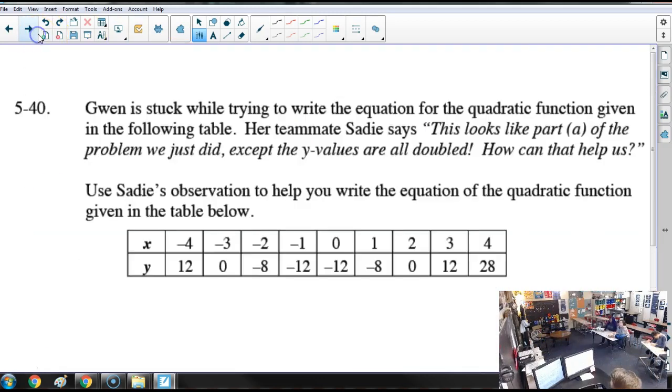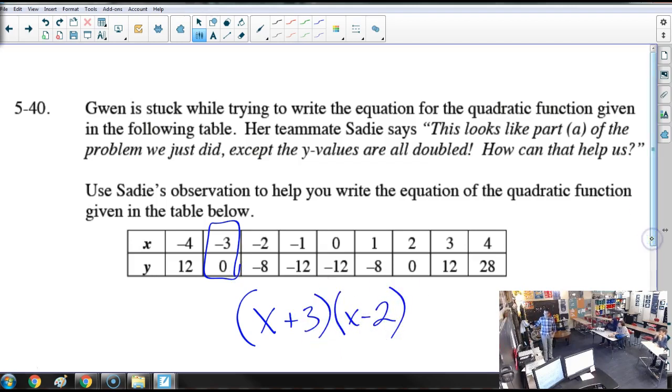So if we take this to look at Gwen's water balloon, or sorry, this is not the water balloon yet. Let's try to make this fluid here. So the binomials would be x plus 3 and x minus 2.